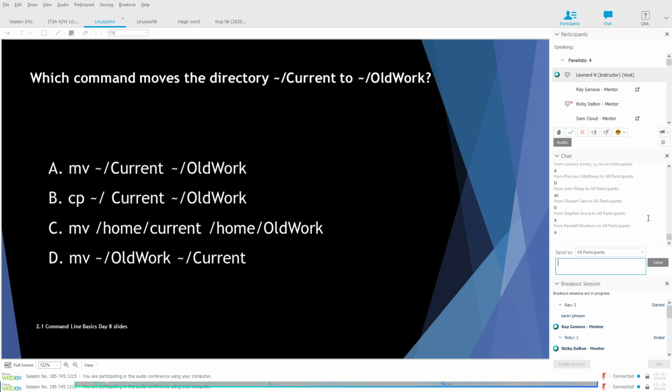What's wrong with C? Look at the word current. Is there a capital C in it? Don't forget, Linux is case sensitive. Another thing to pay attention to on the exam. All right, so we can eliminate 3 answers here just by looking at them. If we can eliminate 3 answers, there's only 1 left. Sometimes you can answer questions by a process of elimination, by eliminating the wrong answers just by looking at them.